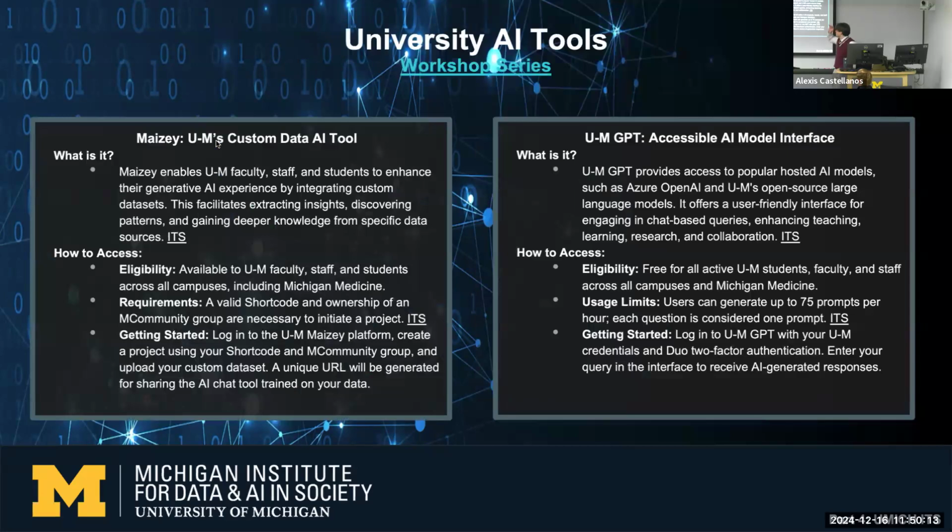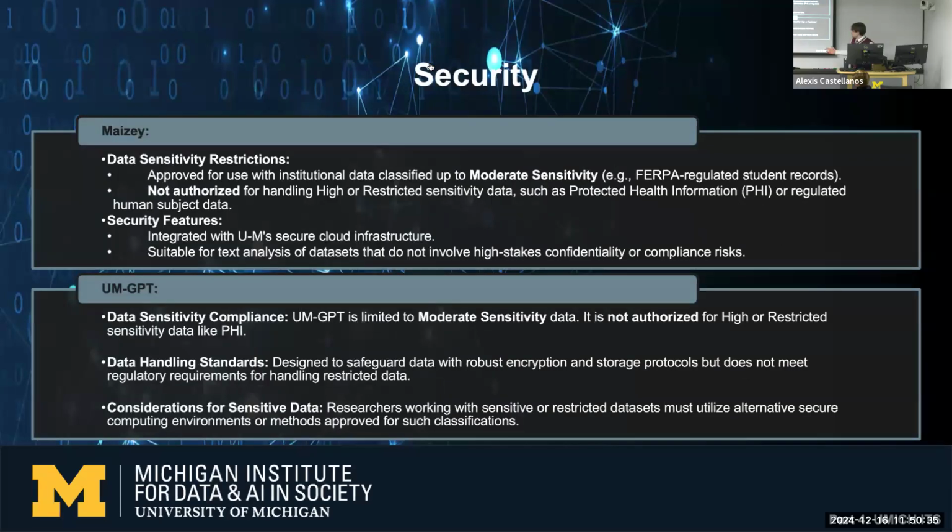So university tools that we can use. We have Maisie and UMGPT, which are two different systems. On this right here, that's also hyperlinked. So just like the prompt engineering guide, you can go here and actually learn about both of these systems. Security, I would say Maisie is moderate sensitivity, so only for FERPA. Same thing for UMGPT.